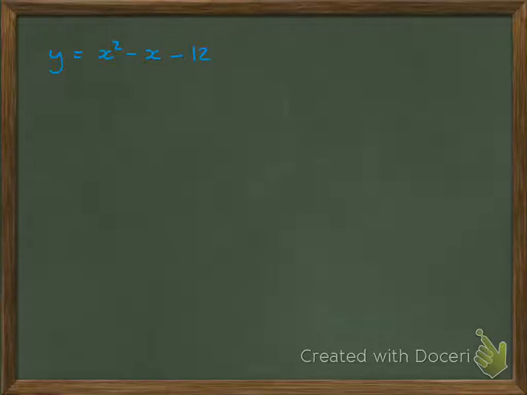So if we factorise this really quickly, I'd have y equals x minus, half of 1 is going to be a half, squared. Take away a half squared, so that's going to be 1 squared over 2 squared. And don't forget the 12. If we tidy that up, that's going to give us x minus a half squared minus 49 over 4.